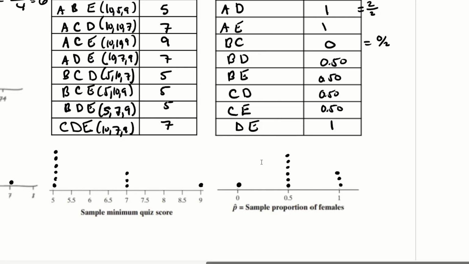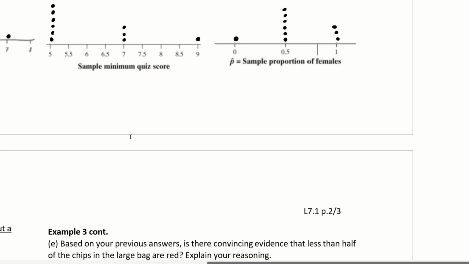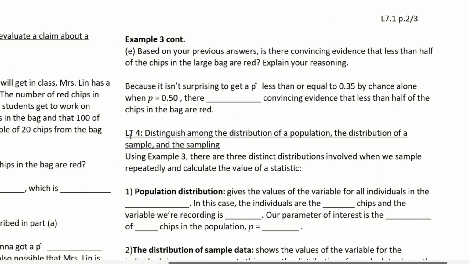Now I want you to notice the shape of these graphs. The sampling distribution of sample proportions appears to be roughly symmetric, roughly. And the sampling distribution of sample minimums is not. It appears to be skewed to the right. So it has a skewed nature to it. So this is going to affect the sampling distribution. Okay, so these are things we want to consider. We'll get to that concept later. But that's how you do that.